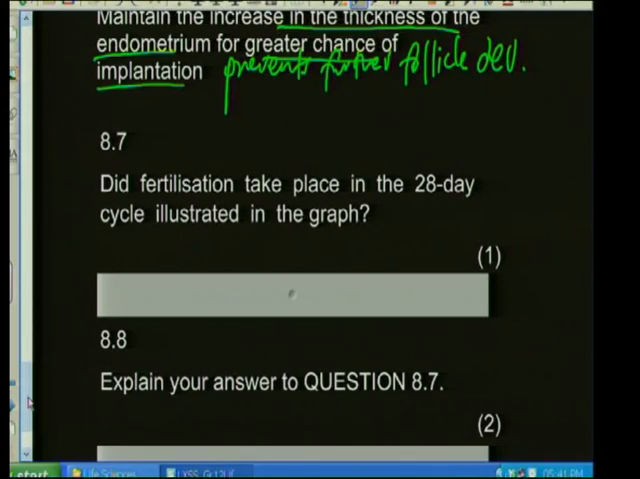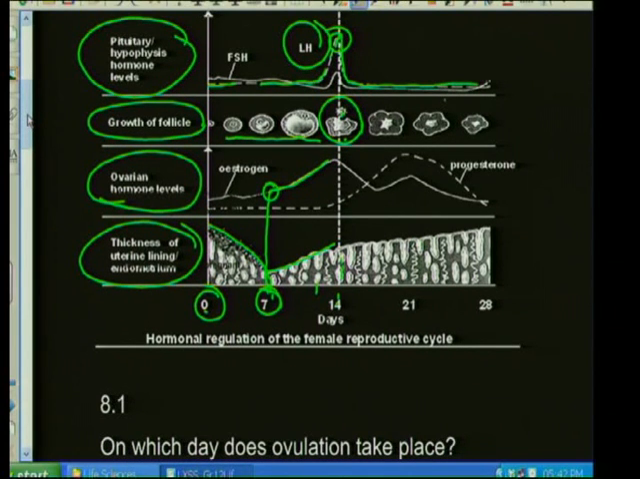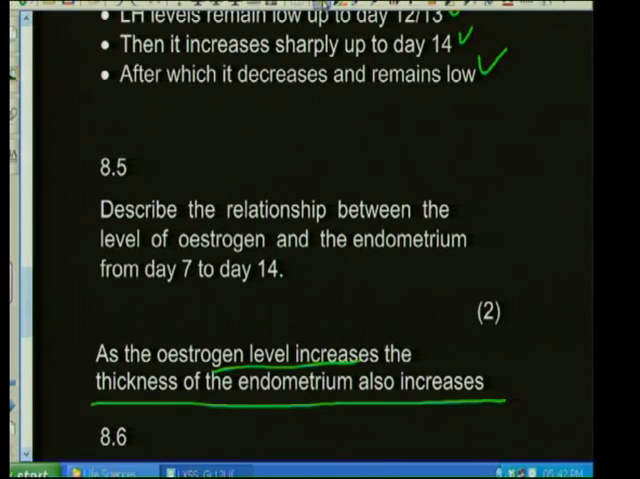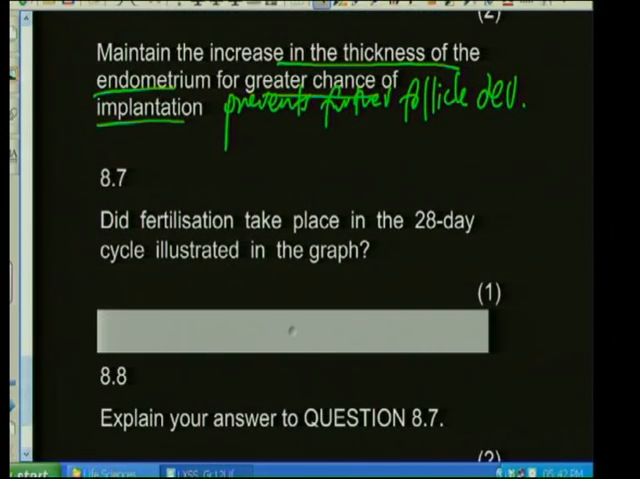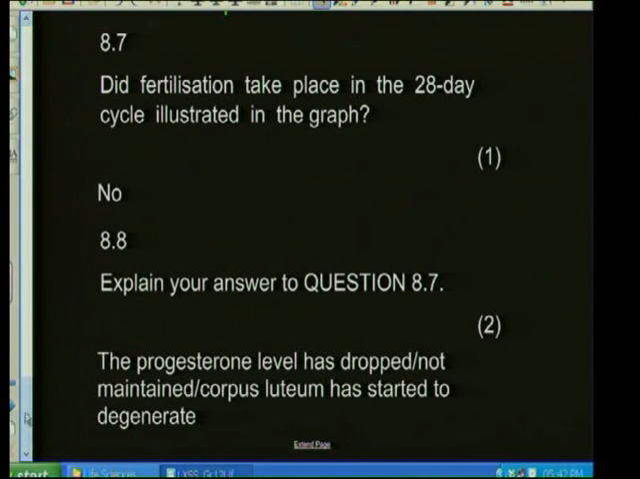Did fertilization take place in the 28-day cycle? They ask this question quite often. In this graph, go back up. Look at progesterone. Remember I said you look at progesterone, you look at corpus luteum. It's becoming small quickly, and what's happening to progesterone? It's going down. If progesterone is going down, nothing has happened here. Sorry, try again next month. The answer is no. Explain your answer. I've given you the answer already. The progesterone level has dropped or not maintained, and or corpus luteum has started to degenerate very quickly.